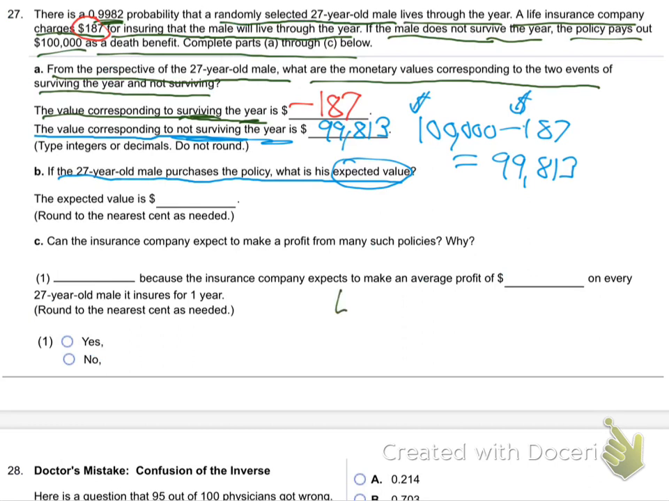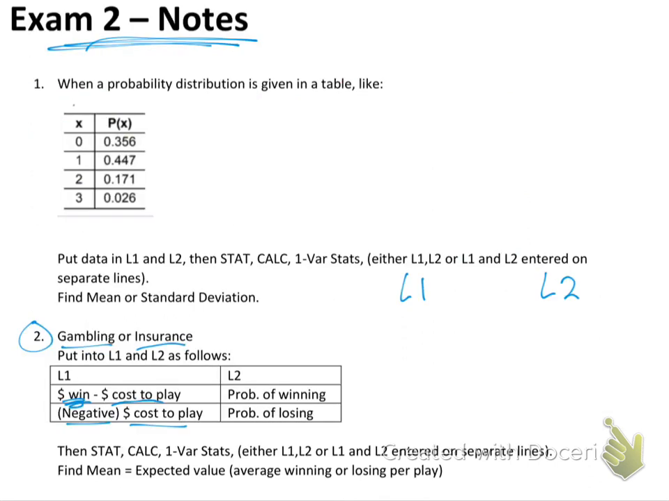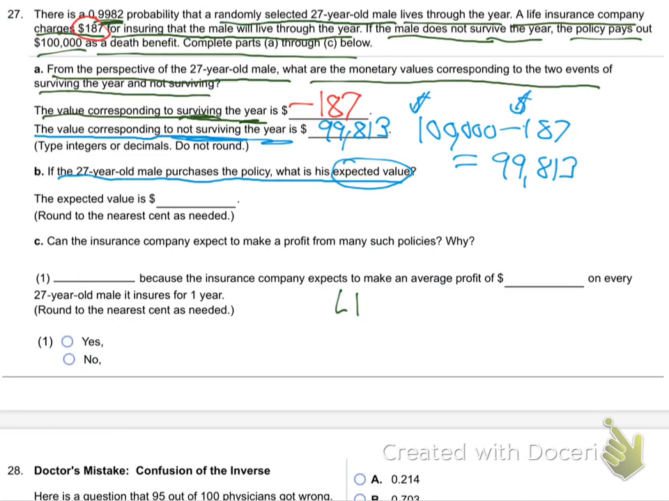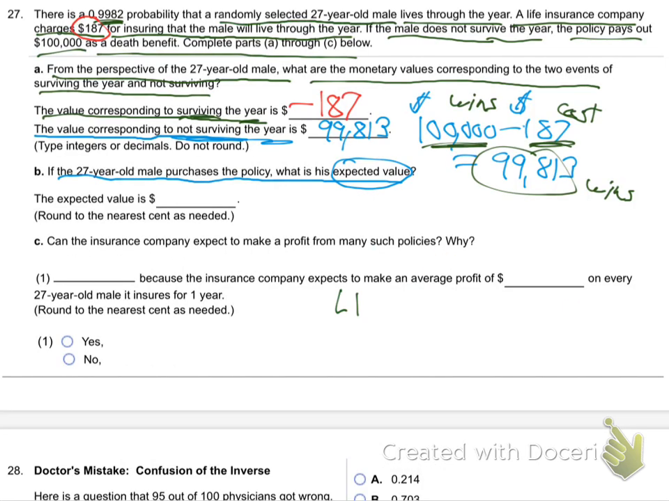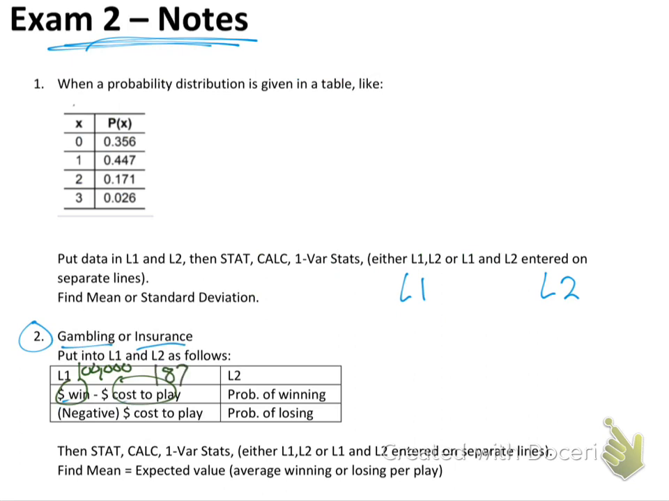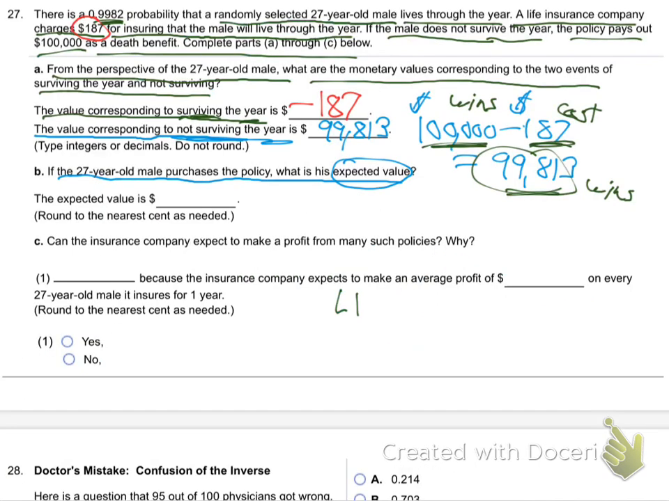So we're going to go L1. Well, here, I'll just move it over here. This is if he wins, so to speak. I mean, he dies, but he wins financially. See how it's the winnings minus the cost to play? This is the cost, and this is what he wins. So that's what it's saying here. It's what you win minus the cost to play. That's the 100,000 minus the cost of the policy, 187, which we already figured out comes out to 99,813. So that's the 99,813.